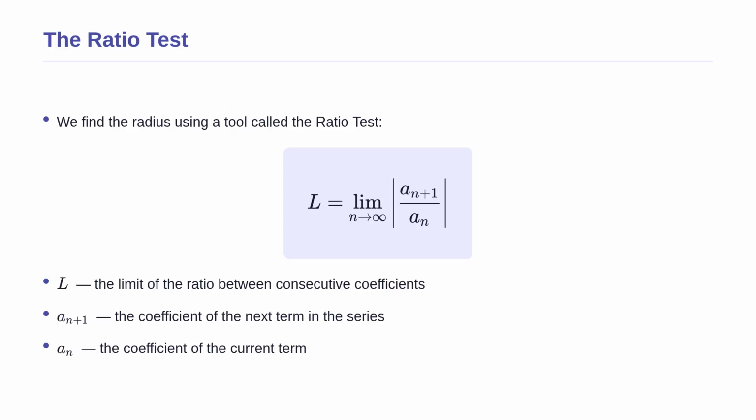To find this exact radius R, we use a powerful mathematical tool called the ratio test. This test looks at how fast the coefficients of our series are shrinking or growing as we move further down the infinite list. By comparing one coefficient to the very next one in line, we can predict the behavior of the entire infinite series. We do this by setting up a limit as n approaches infinity, comparing the absolute value of the next coefficient to the current one. If this limit, L, is a large number, the terms are not shrinking fast enough. If L is a small number, they are shrinking rapidly.